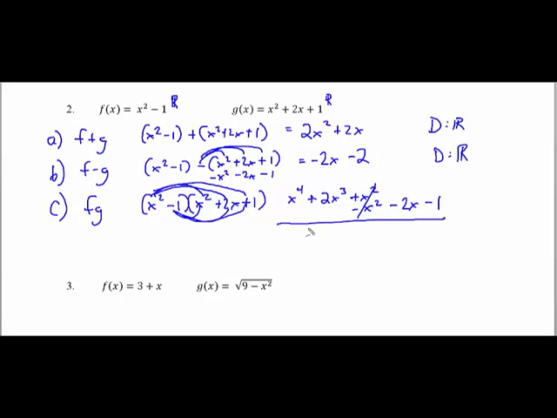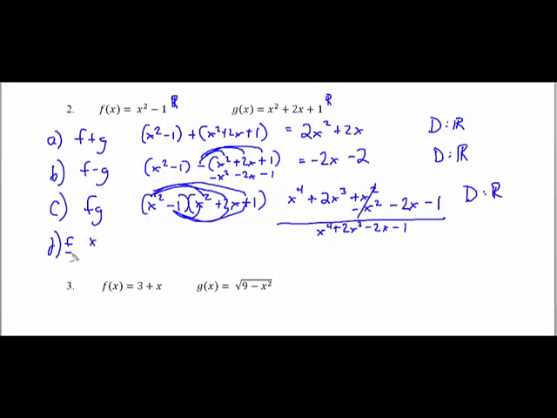So my final multiplication of this is going to be x to the 4th plus 2x cubed, no x squareds, minus 2x minus 1, and the domain is real again, because multiplying and subtracting and adding does not add any new restrictions to the problem itself. But now here we have a situation where we have x squared.